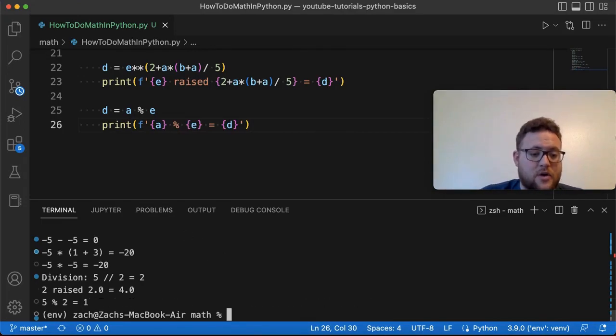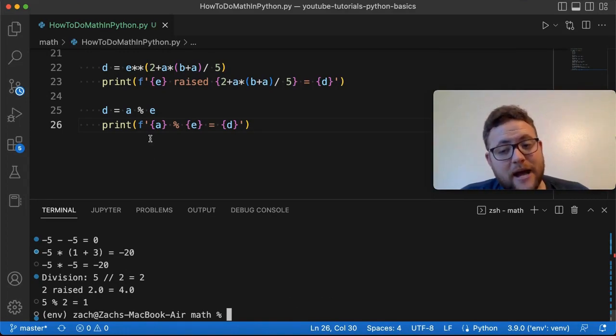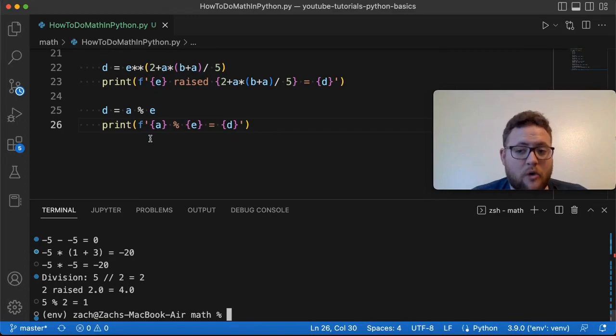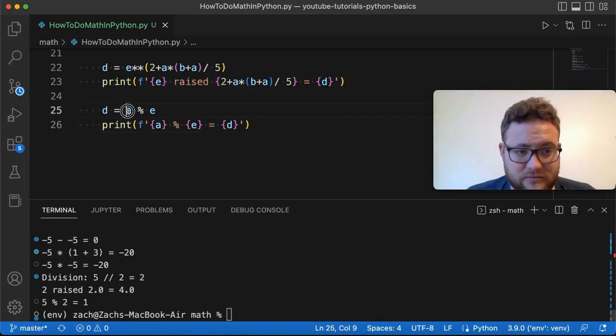If we run this code, essentially 5 modulus 2 is 1, right? That's because 5 divided by 2 is 2 with a remainder of 1. If you do the long division way in math, you end up with a remainder value of 1. And so the modulus operator basically is doing that.